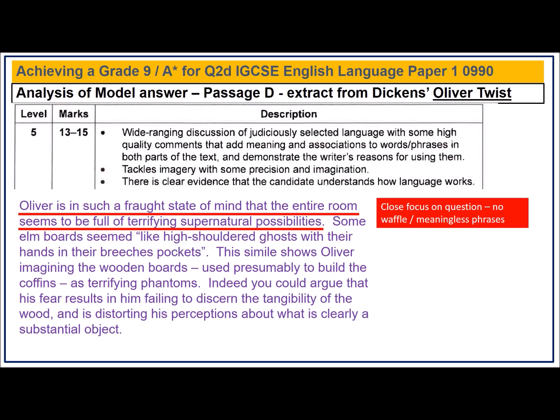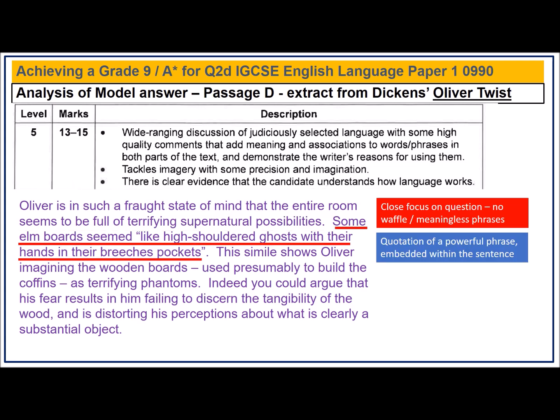Let's just take one of the paragraphs and look at how it meets the criteria for the top band. Well, note that the first sentence immediately answers the question. There's no waffle or meaningless phrases such as "the writer uses language to achieve numerous effects in this passage."